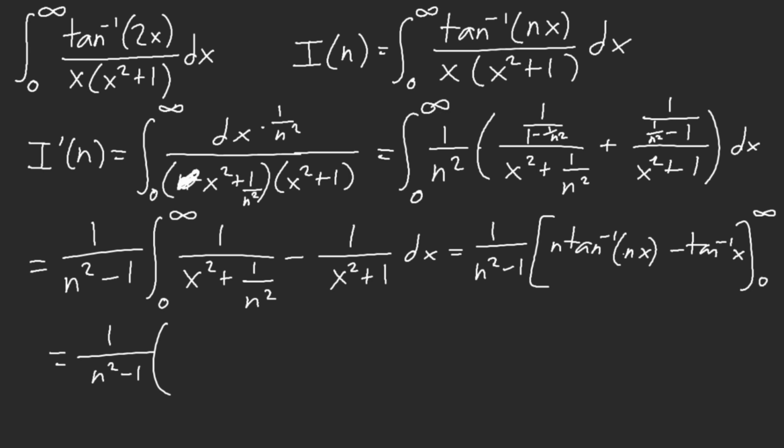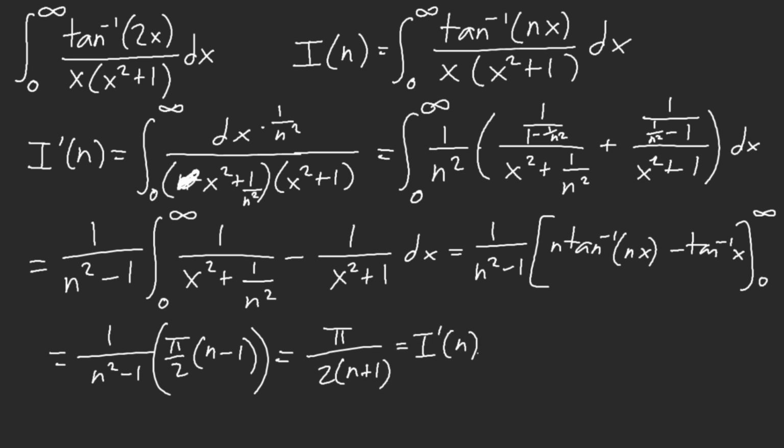Now what we have here is 1 over n squared minus 1, and this becomes pi over 2 times n minus 1, because if you plug in 0, everything is 0. Then n minus 1, you can cancel out when you factor this. Oh, would you look at that? This is pi over 2 times n plus 1. And this is our I prime of n. So that means our I of n is equal to pi over 2 ln of n plus 1 plus c.